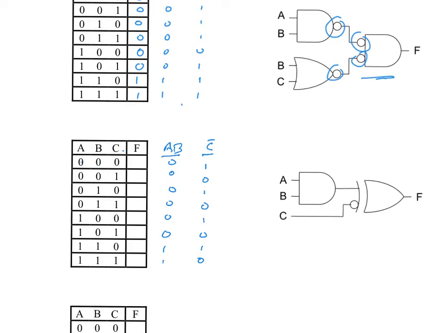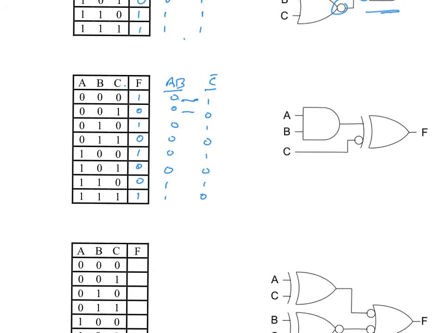So XOR is going to be 0 if they're the same and 1 if they're different. So 0 and 1 are different, so that's going to be 1. 0 and 0 are the same, so that'll be 0, and then 1, 0, 1, 0, 0, 1, like that.